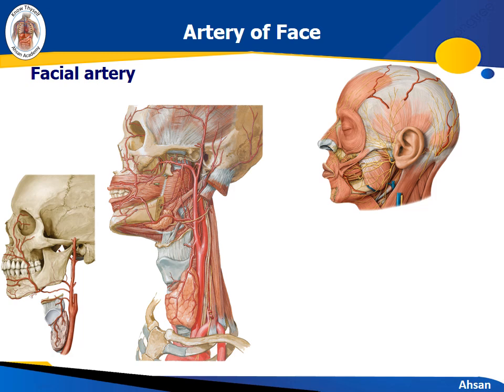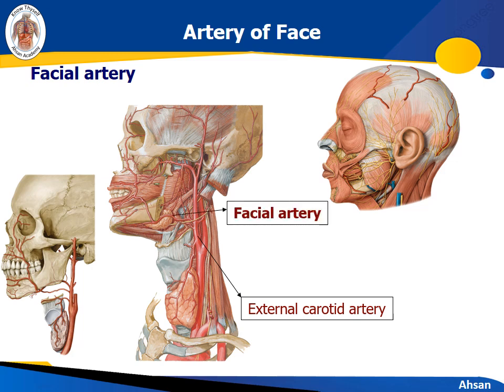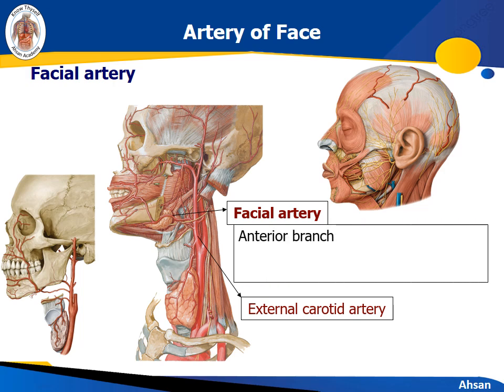The face is supplied by the facial artery. You see, this is the external carotid artery, which is a branch of the common carotid artery. From the anterior part of the external carotid artery, from below upward, there is the superior thyroid artery, the lingual artery, and then arises the facial artery. So it arises from the anterior aspect of the external carotid artery, just above the origin of the lingual artery.